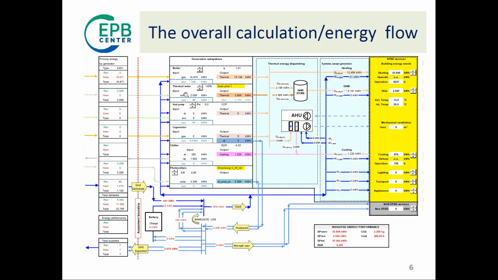So for each kind of technology, you might have some parameters, and you know the input and the output. And here below, you have the electric energy balance, so that you can calculate how much will be delivered or exported to the grid. And here you get the results of your calculation in terms of weighted energy performance. And this is just the description. So there's the list of all energy carriers that cross the assessment boundary.